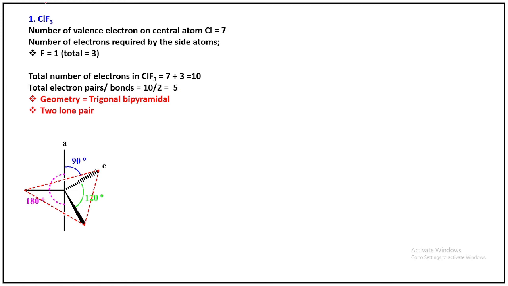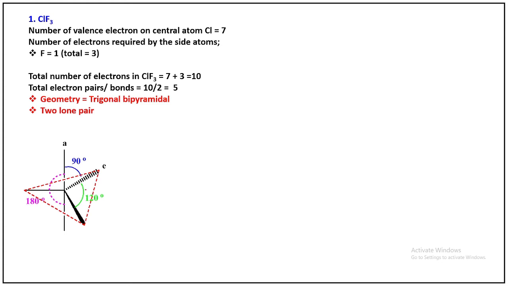We have 3 equatorial and 2 axial positions. Imagine the 3 equatorial positions as a triangle. Hence the angle between them will be 120 degrees each. Now the angle between the 2 axial positions, which stay above and below the triangle, will be 180 degrees. And the angle between one axial and one equatorial will be 90 degrees.